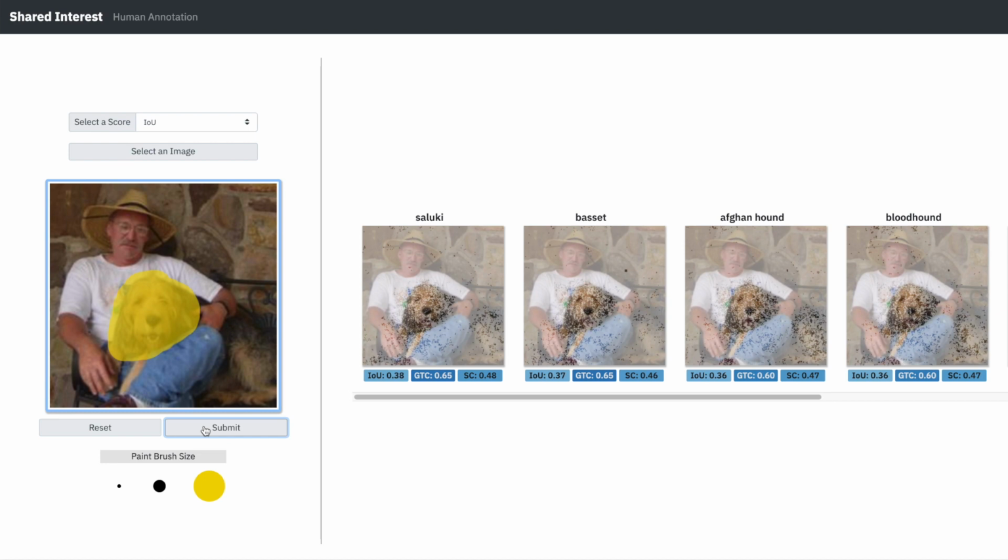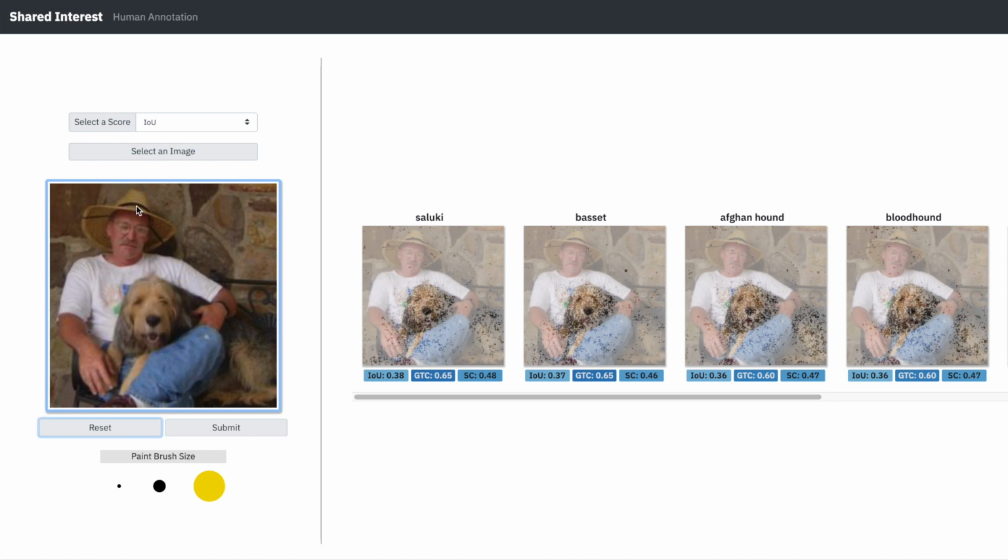While this image's true label is otterhound, a type of dog, the classes with the highest shared interest scores are other classes of dogs, like Saluki, Basset, and Afghan hound. This result indicates the model has learned generalizable visual features of dogs.